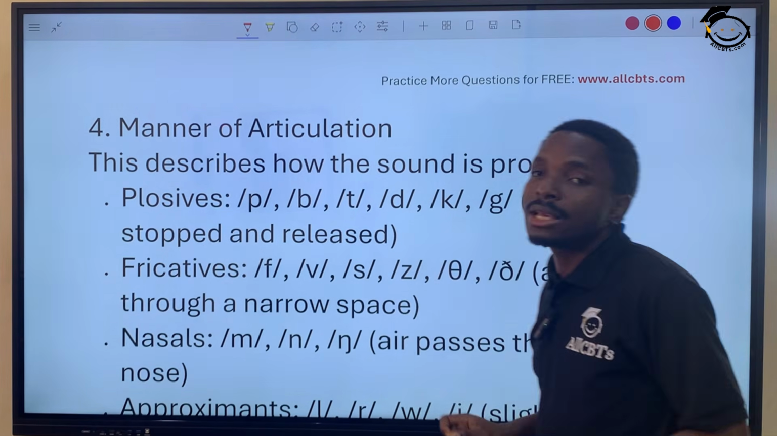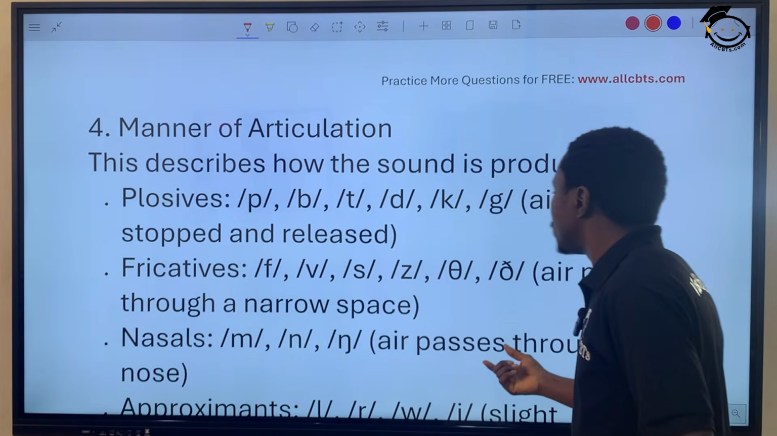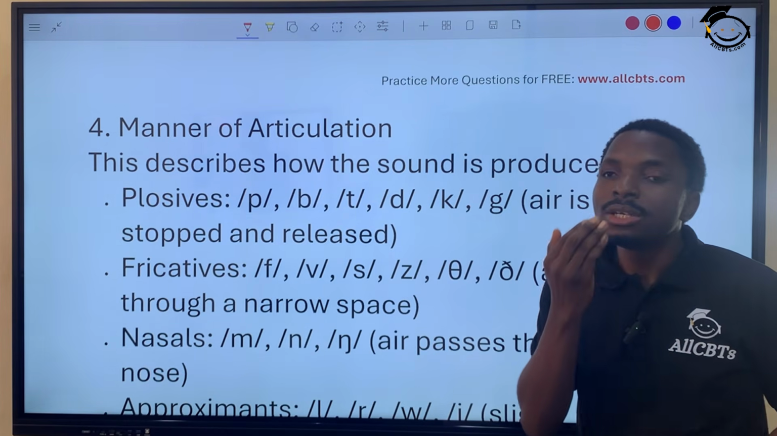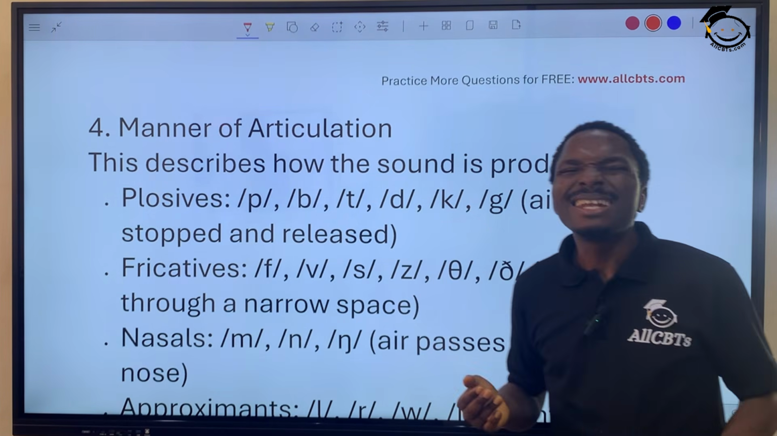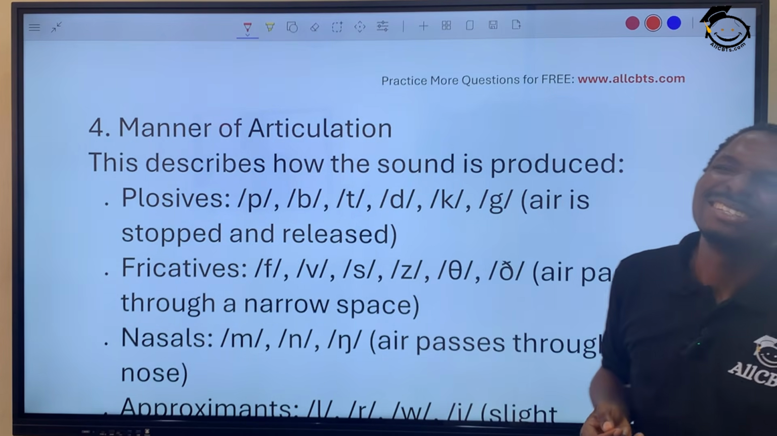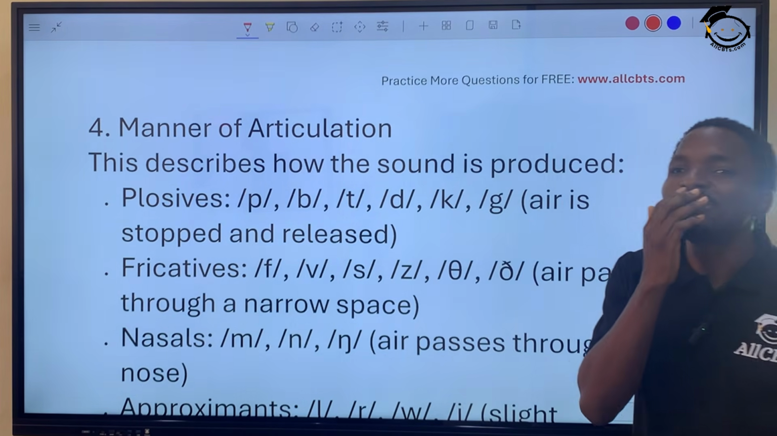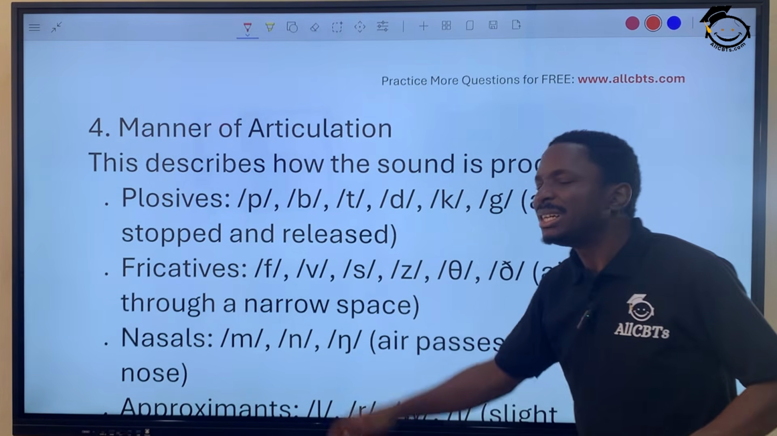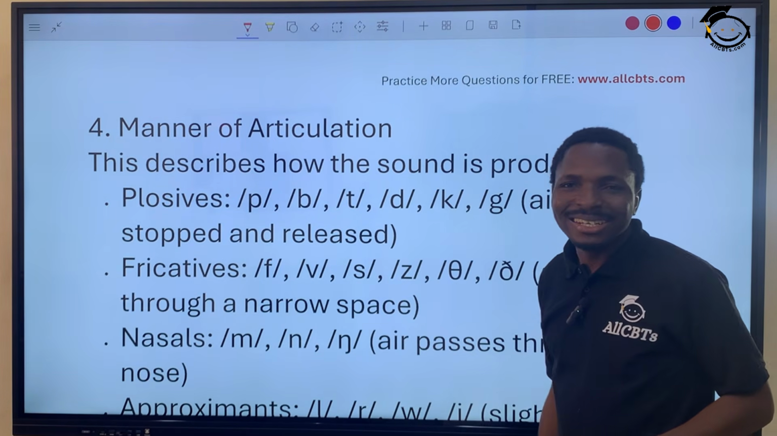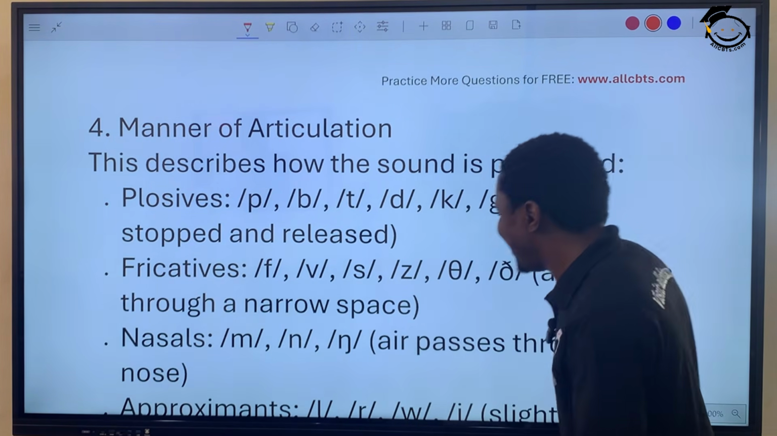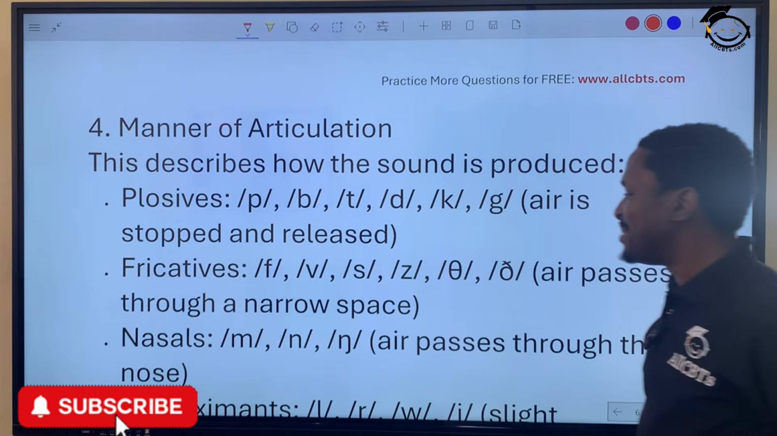Then you have nasals. This one, you use your nose. We call them nasal sounds because you use your nose. Look at that now. You use your nose to pronounce them, right?